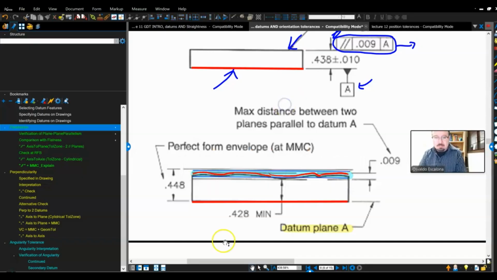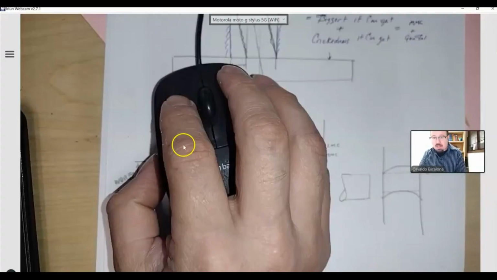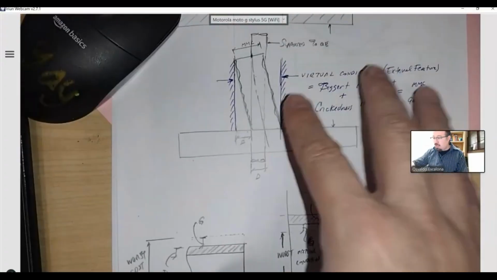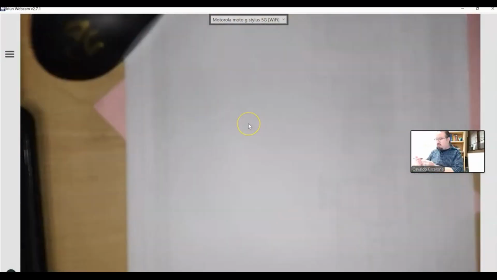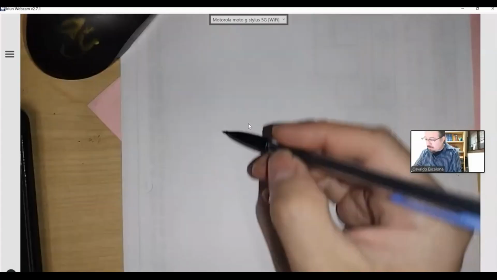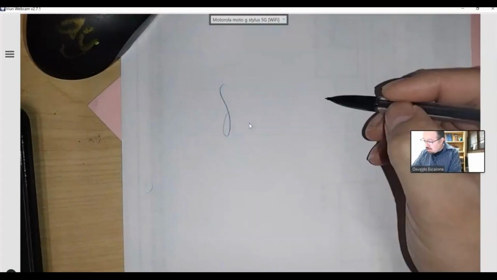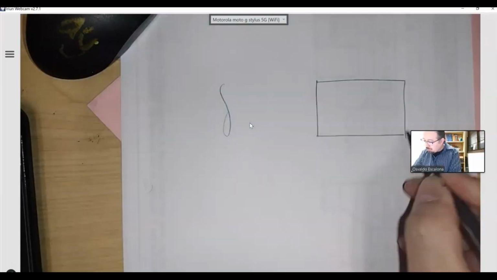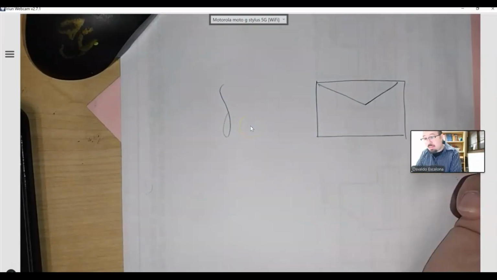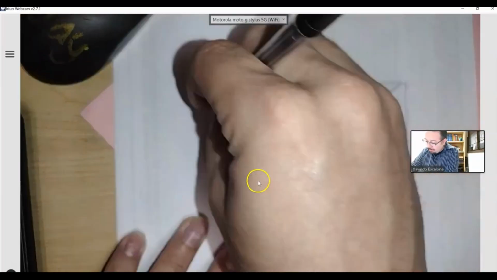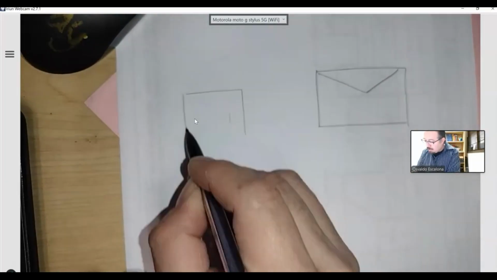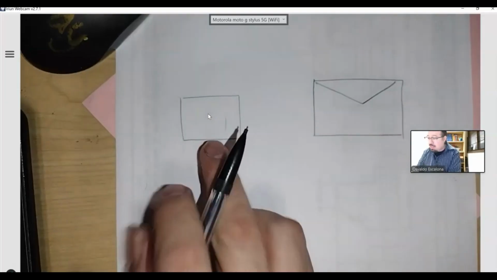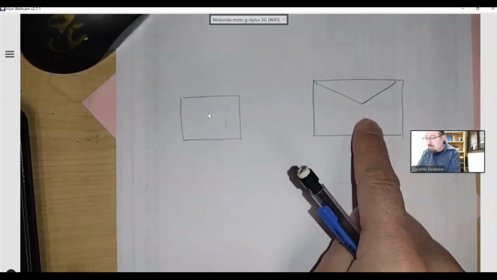Now, what does this mean? It means that you have an envelope. This is a feature of size. For features of surface, it's a little bit different. It follows something we call Rule Number 1, and this is what it really means. It's when you have an envelope, and that's why they call it the envelope principle. If you want to put a letter or a card of this size in an envelope, I can put the card within the envelope and I will have a lot of wiggle room.